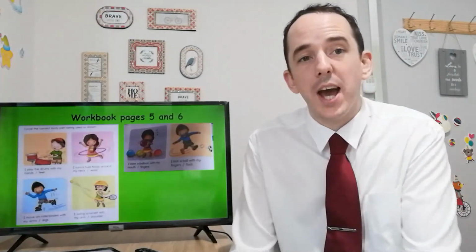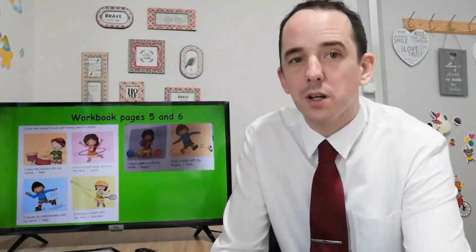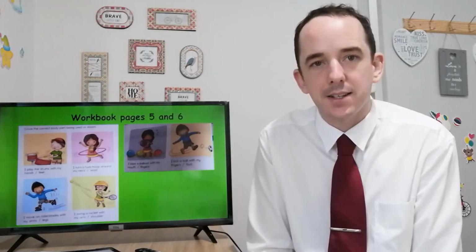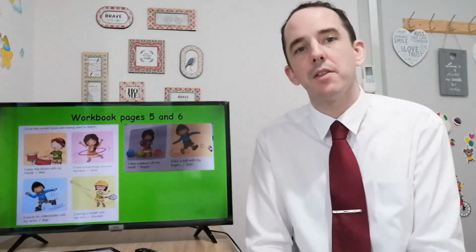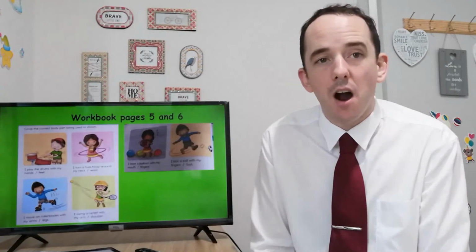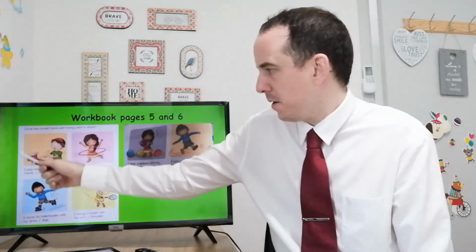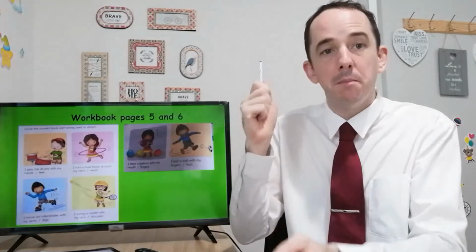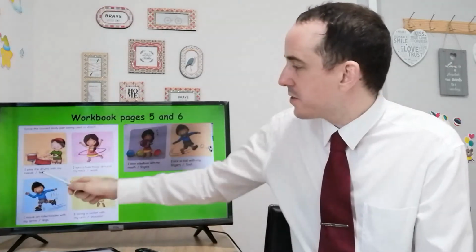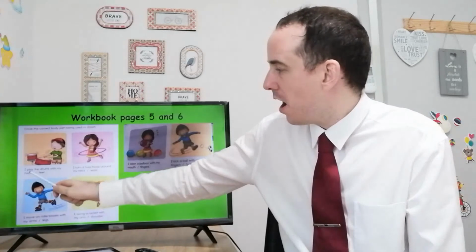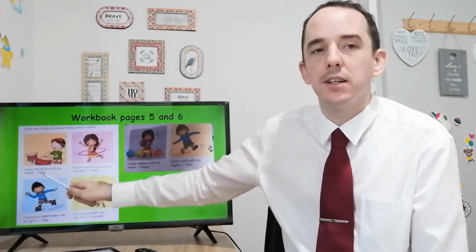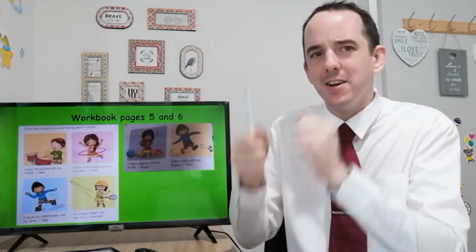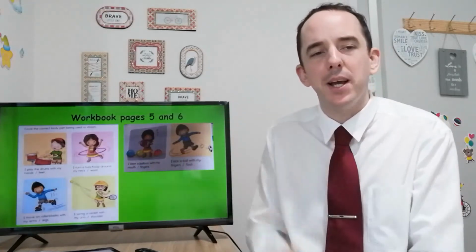Okay, so now let's talk about the workbook. Workbook pages 5 and 6. You need to pick the body part they are using. So the first picture, he is playing the drums, bum, bum, bum, on the drums. And the two body parts you have are hands, feet. Is he using his hands or his feet to play the drum?